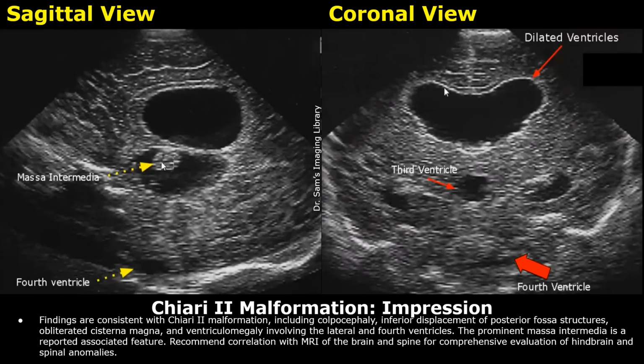Findings are consistent with Chiari II malformation, including colpocephaly, inferior displacement of posterior fossa structures, obliterated cisterna magna, and ventriculomegaly involving the lateral and fourth ventricles. The prominent massa intermedia is a reported associated feature. Recommend correlation with MRI of the brain and spine for comprehensive evaluation of hindbrain and spinal anomalies.